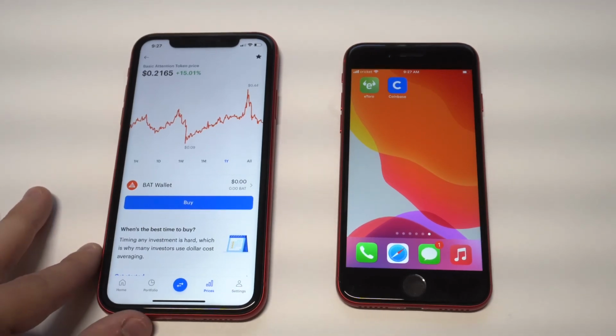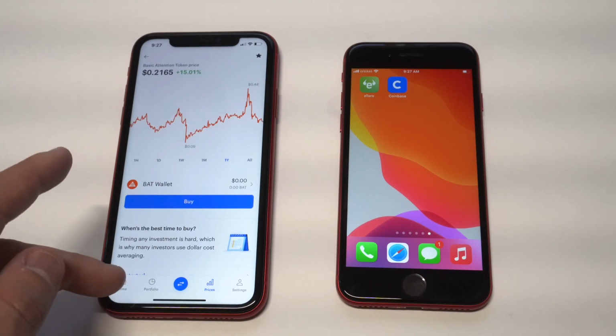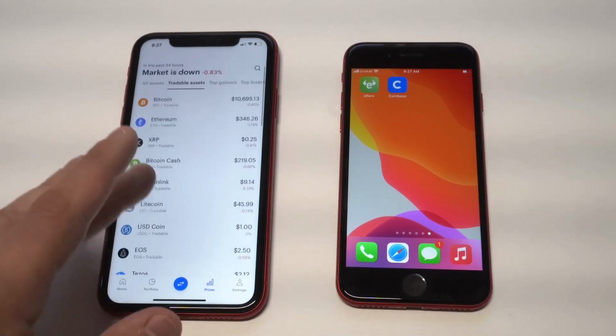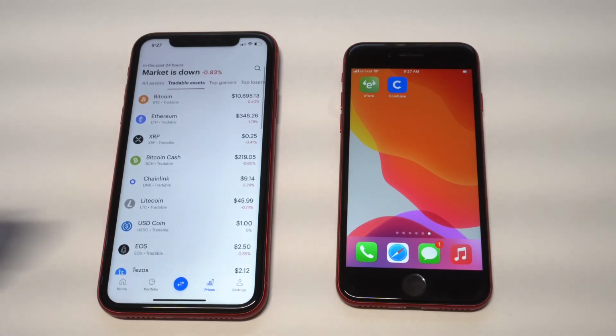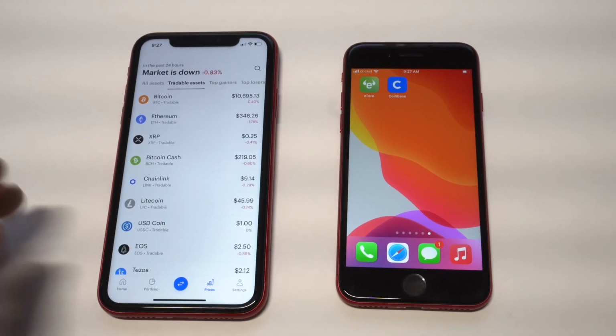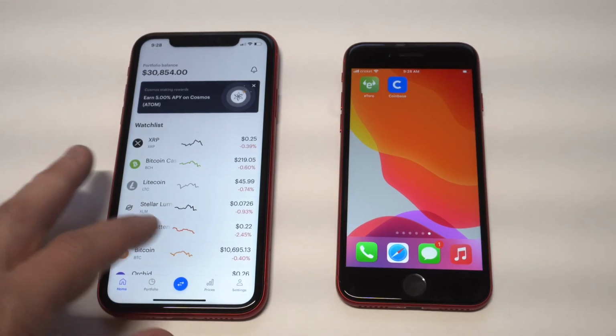Now, crypto is very volatile. Obviously, you're going to have some times when things are just going straight up for a couple of days, and then it just comes crashing down. It happens all the time here. But the basic attention token is not only a good one to swing trade, in my opinion, but it's a good one to hold on to. I really like that token. It's an advertising token.